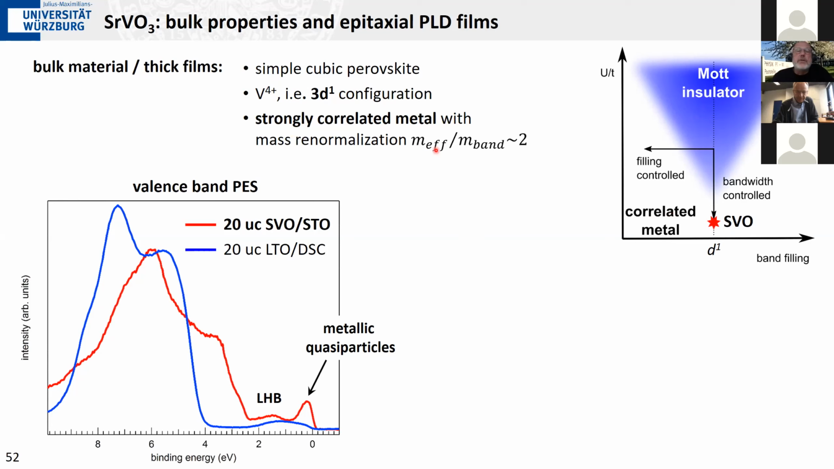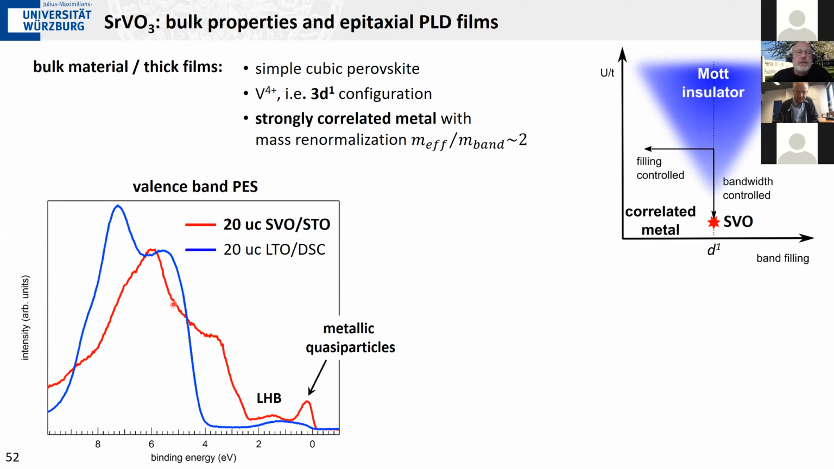So the mass renormalization, the effective mass that you find with respect to the band mass that you would get from a bare DFT calculation, is a factor of 2. That's a strongly correlated system. And if you look at the valence band spectrum, you find indeed a metallic situation.